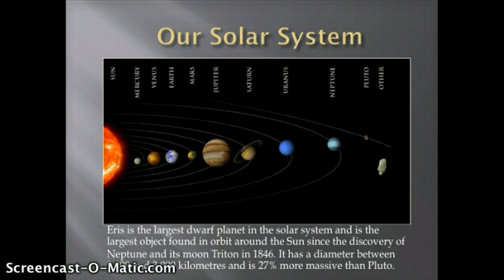Eris is the largest of the dwarf planets in the solar system and is the largest object found in orbit around the Sun since the discovery of Neptune and its moon Triton in 1846. It has a diameter between 2,400 and 3,000 kilometers and is 27% more massive than Pluto.